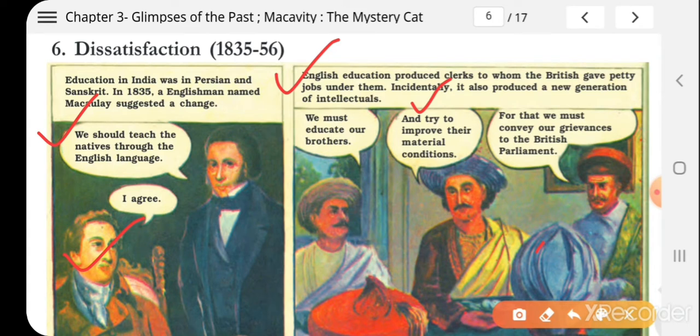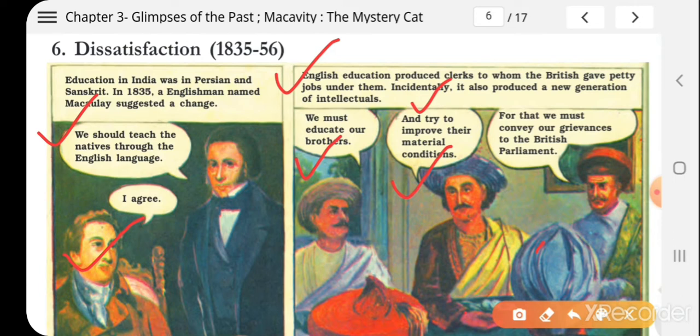So here you can see some Indians are talking to each other that we must educate our brothers, कि हमें अपने भाई बहनों को, बच्चों को, सबको पढ़ाना चाहिए. We should educate them and try to improve their material conditions. That after, means because of the education, they can improve their material condition.